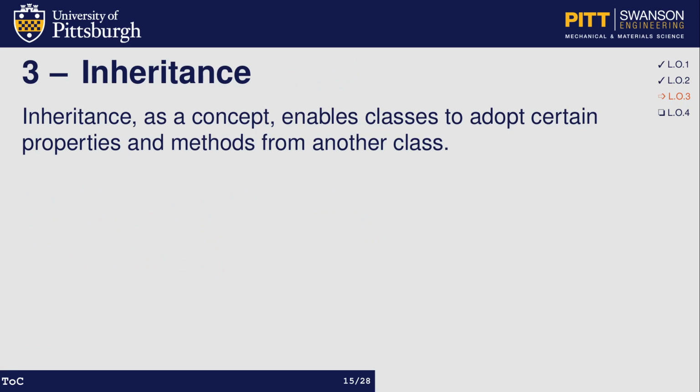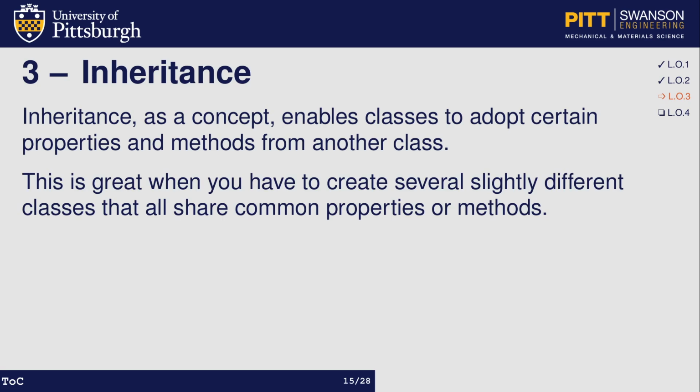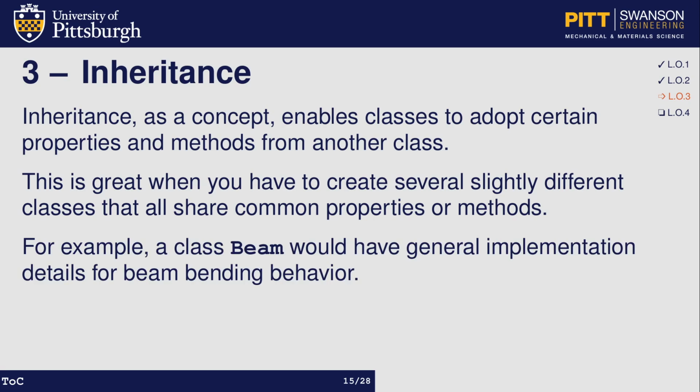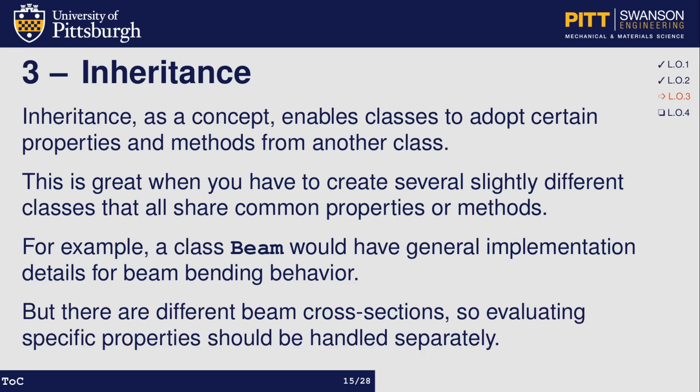Now, inheritance as a concept enables classes to adopt properties and methods from another class. This is fantastic when you have to create several slightly different classes for something that all share common properties or methods. For example, a beam would contain some general implementations for beam bending behavior, but there are different beam cross-sections out there, so evaluating the specific cross-section properties should be handled separately.